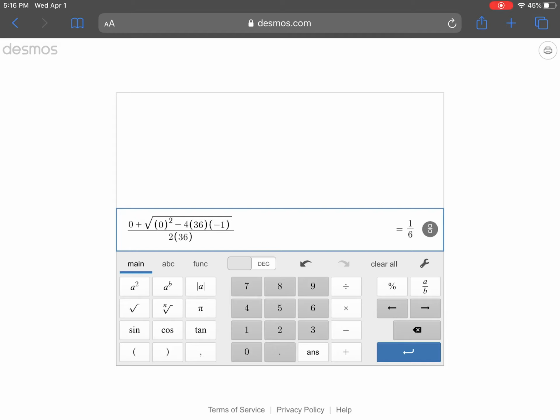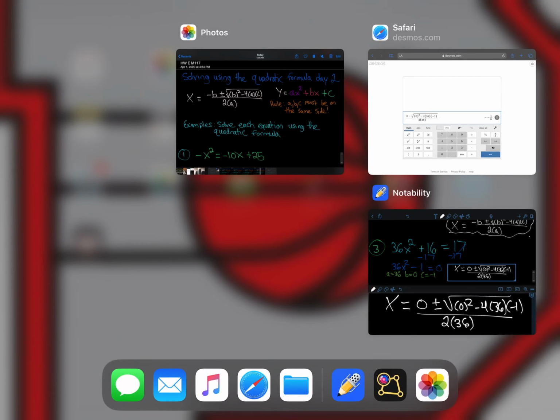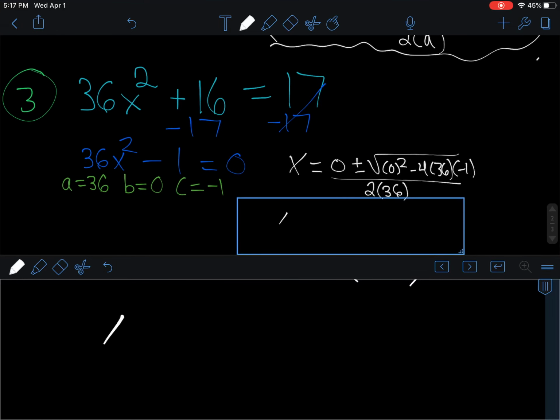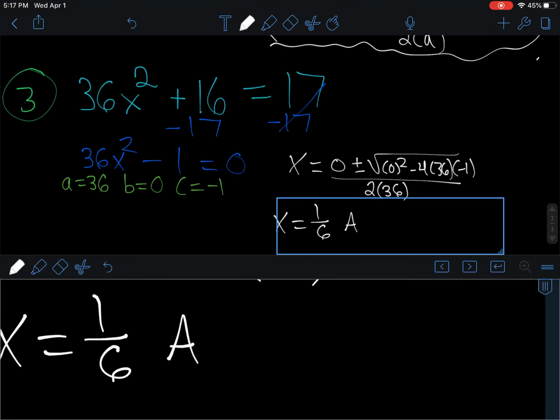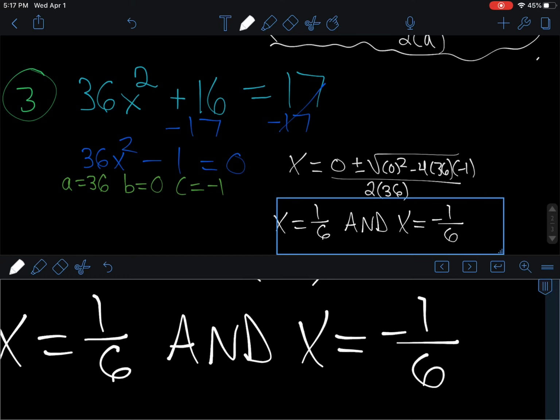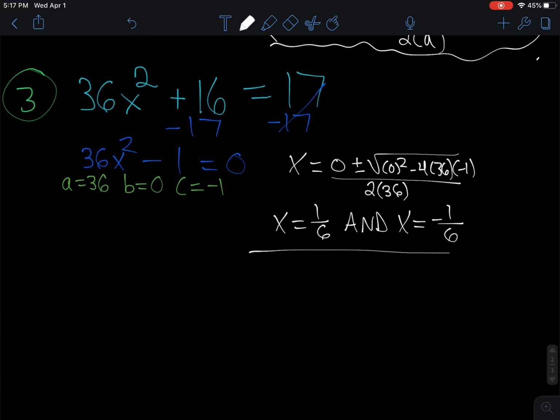So I will write that down eventually. So 1 over 6 is one of my answers. I'm going to look for my other answer, which is negative 1 over 6. That doesn't always happen, like the opposites of, if you get 1 over 6 and negative 1 over 6 is the other answer. It does not always happen, but in this case it does. But understand this does not always happen. But those are my two x-intercepts. Again, if you want to give me the decimals, that's fine.